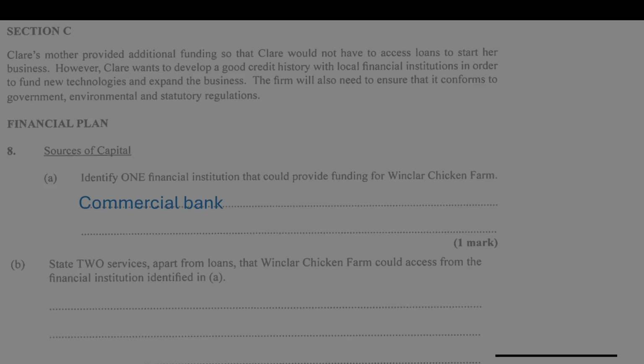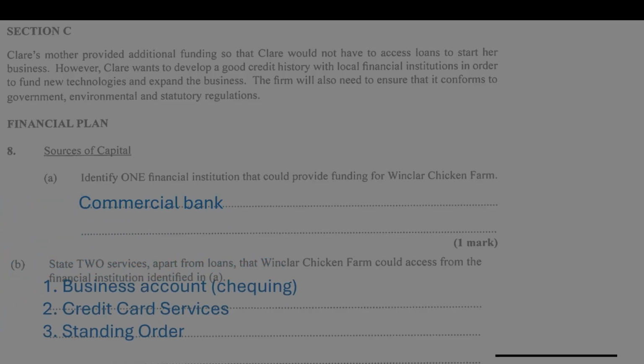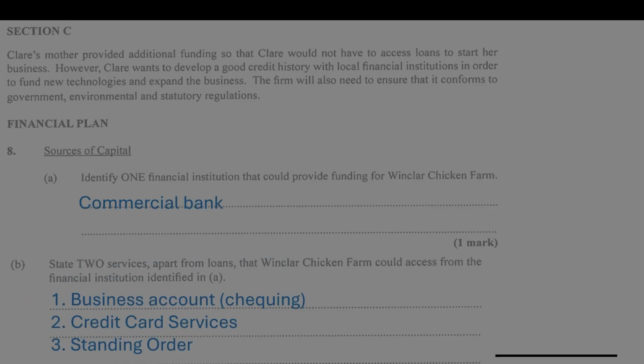Part B, state two services apart from loans that Winkler Chicken Farm could access from the financial institution identified. So they want two services that you can access from the bank aside from loans. So some services you could access from the bank are a business account, checking or savings. You could access credit card services from the bank, or you could even access a standing order. These are all services offered by the bank.